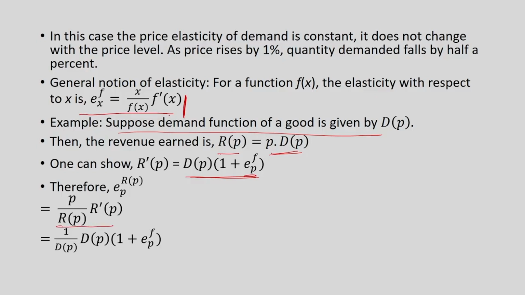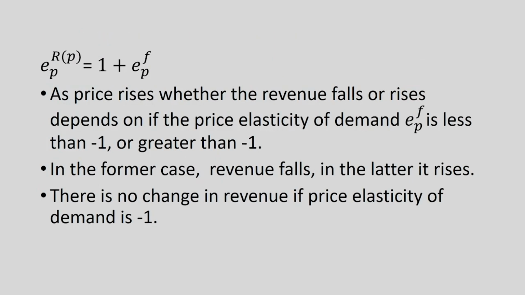I am just using this particular formula here, and now you simplify this by using R prime P is given by this. So, I am substituting this here, right. And what is R(P)? R(P) is P multiplied by d(P). So, P will get cancelled. So, you are going to get 1 divided by d(P) multiplied by d(P) multiplied by 1 plus elasticity of demand. So, d(P) will cancel, and therefore, the elasticity of revenue with respect to price is given by 1 plus the E_d,P. What is E_d,P? It is the price elasticity of demand.